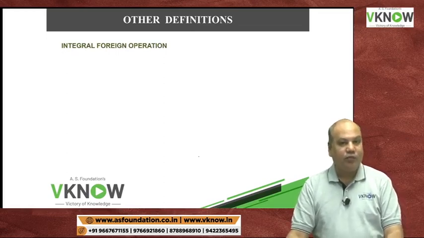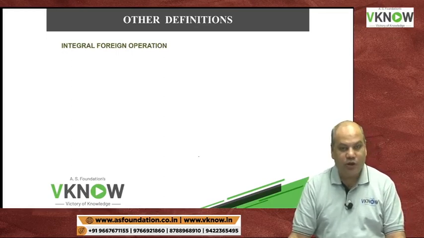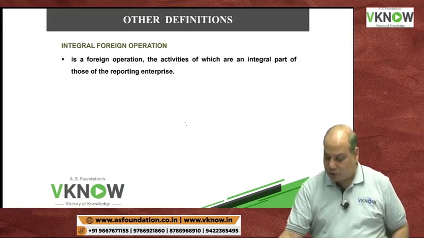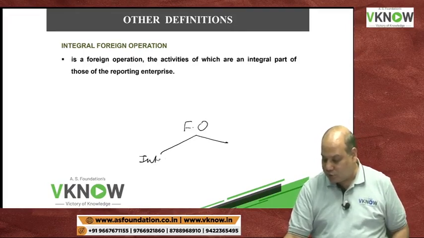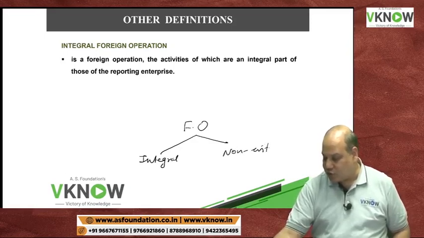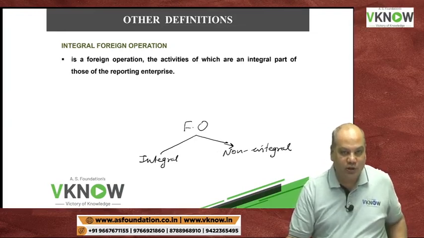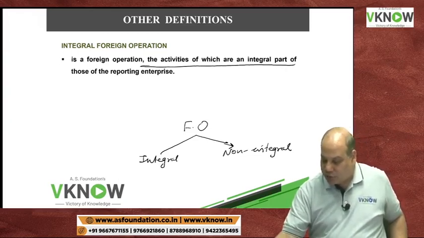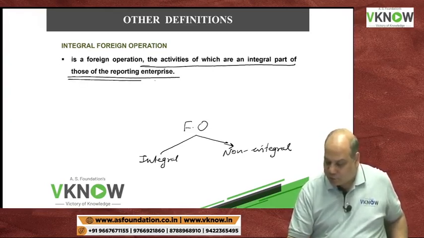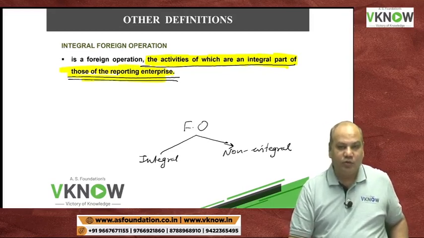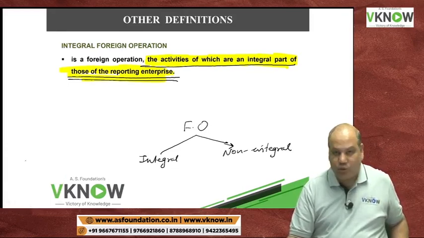Next is integral versus non-integral foreign operation. Last 3 points. So what is an integral foreign operation? Now for accounting purposes, whenever you solve a question, especially your branch account question, because foreign branch is a part of your syllabus, you need to check whether this foreign operation is integral or non-integral. Sir, how do I identify whether it is integral or non-integral? So you have to see whether the activities of the foreign operation are an integral part of those of the reporting enterprise, whether it is part and parcel of those of the reporting enterprise. Still, it is a difficult line. So what does it mean? It means you need to understand with the help of an example.